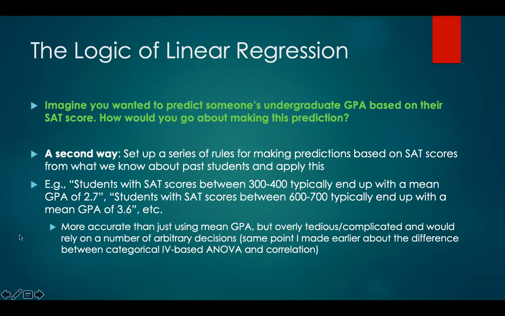A second way would be to set up a series of rules for making predictions based on SAT scores from what we know about past students and apply this. So students with SAT scores between 300 and 400 typically end up with a mean GPA of 2.7. Students with SAT scores between 600 and 700 typically end up with a GPA of 3.6, and so on. It's more accurate than just using the mean GPA, but it's overly tedious and complicated, and would rely on a number of arbitrary decisions. Same point I made earlier about the difference between categorical independent variable-based ANOVA and correlation.